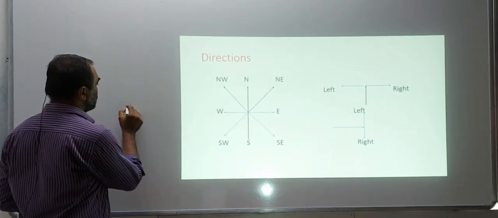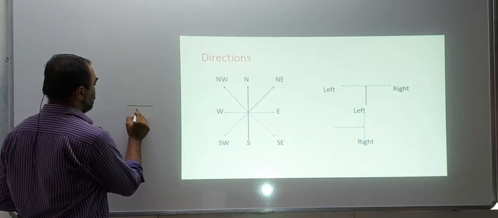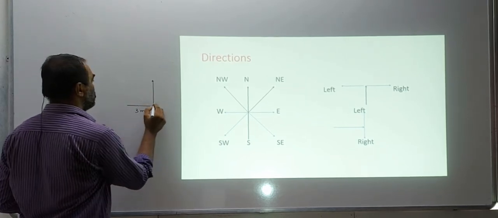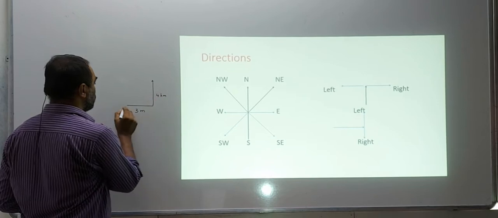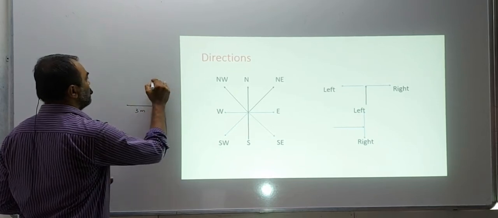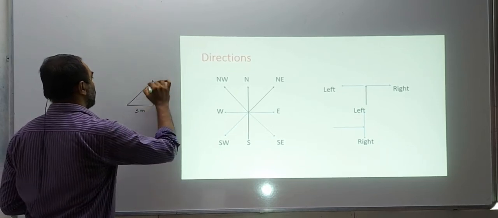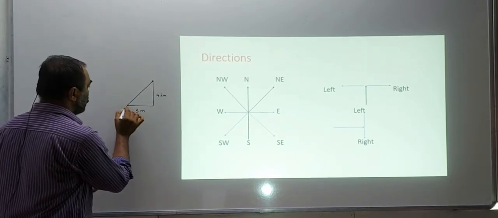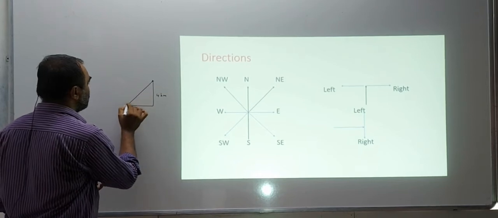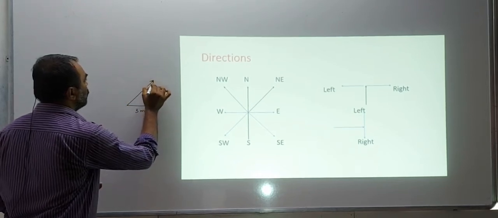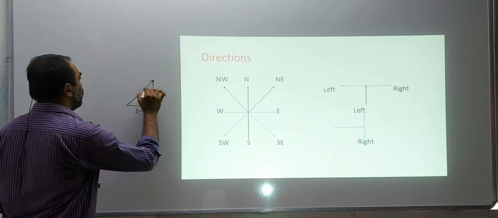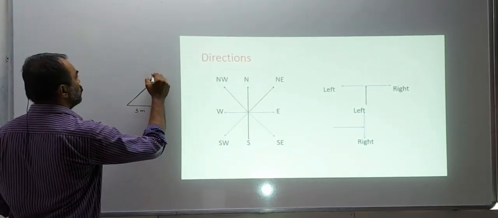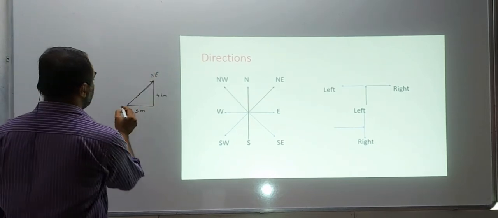Suppose a person walks to the east, say 3 meters, and then he goes to the north, say 4 meters. So this is his initial position, and this is the final position. So what is his displacement from the original position? So he was here. He first went there and reached. So this is the initial position, and this position is the final position. From the initial, what is the direction? You can see this direction is called northeast. So he is northeast from the original position.